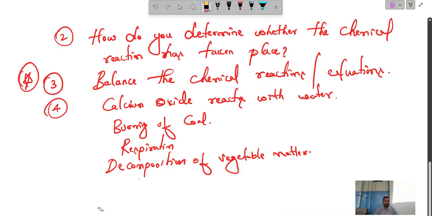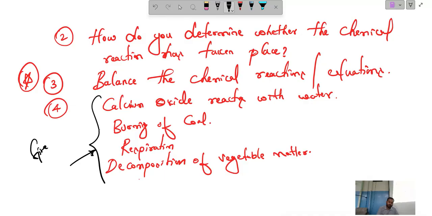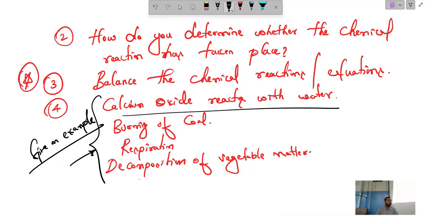Now, based on these topics, as you can see here, like calcium oxide reacts with water, burning of coal, respiration, decomposition of vegetable matter, on these topics you can expect a question. Give an example. Which type of chemical reaction is this? You understood? Example, calcium oxide reacts with water. Identify the type of chemical reaction.